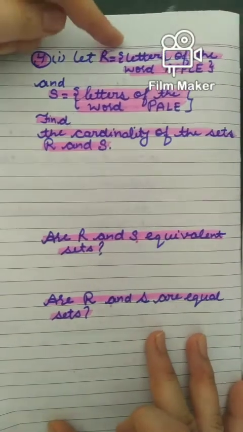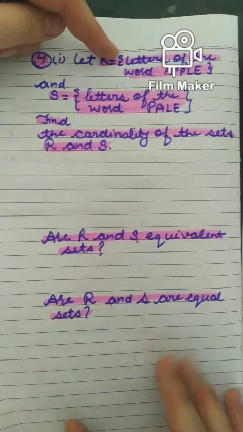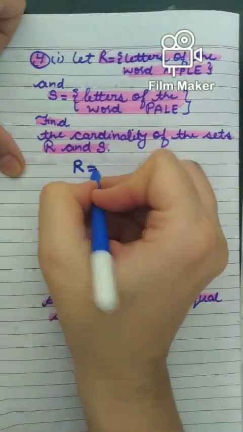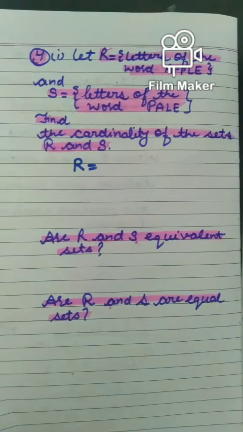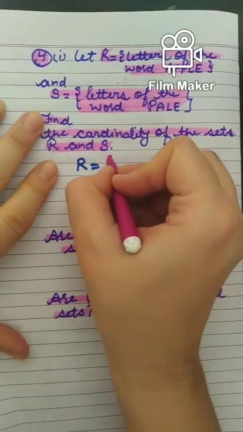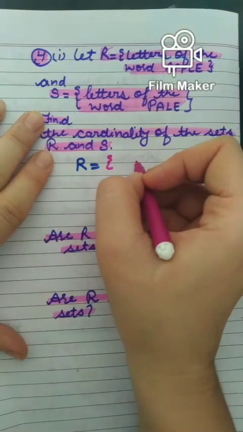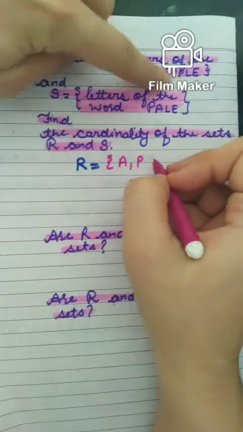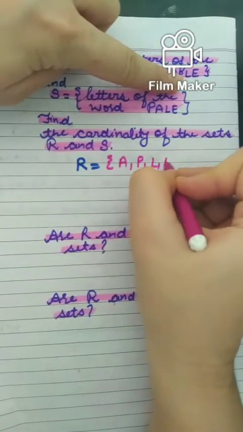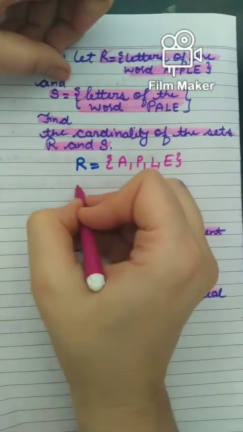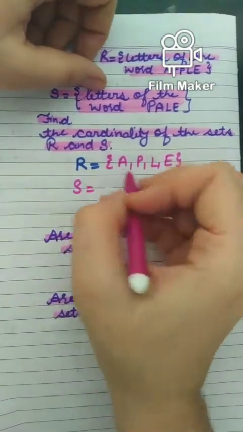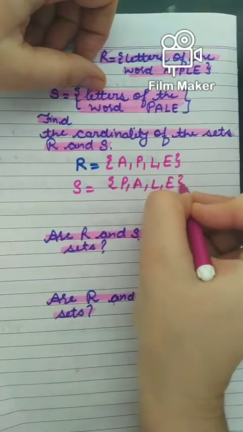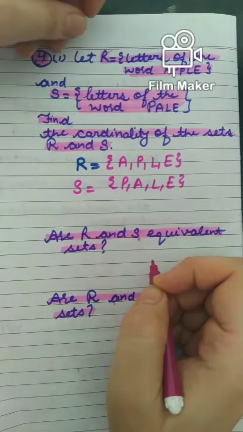Next question. Let R be the letters of the word apple. Beta, first I will write in roster form. So R has what type of elements? That I am going to write. Letters of the word apple. So I will write all the elements separated with commas without repeating any element. So A, then P is repeating again, don't write, then L, then E. This is set R, right? Now I can write set S also, letters of the word pale. So all are different letters, P, A, L, E, right? So I have got the sets S and R.